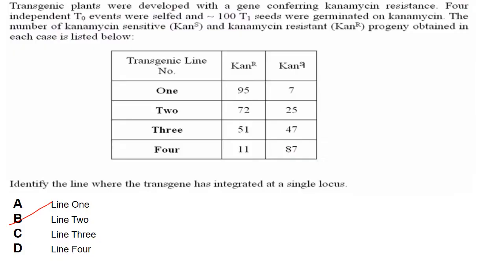Transgenic plants were developed with the gene conferring kanamycin resistance. Four independent T0 events were selfed and 100 T1 seeds were germinated on kanamycin. The number of kanamycin sensitive and kanamycin resistant progeny obtained in each case is listed below. Identify the line where the transgene was integrated at a single locus. So it is line 2 because it is showing the 3:1 Mendelian ratio between kanamycin resistant and kanamycin sensitive. So answer is option 2 or B.